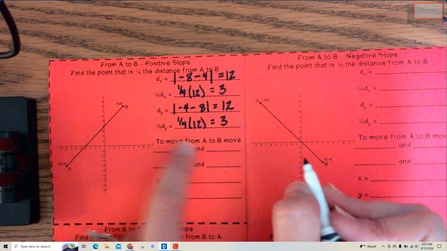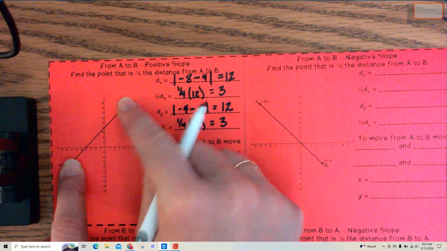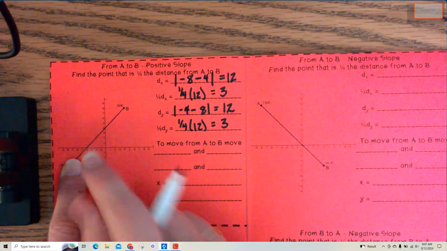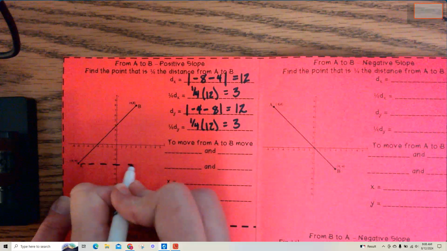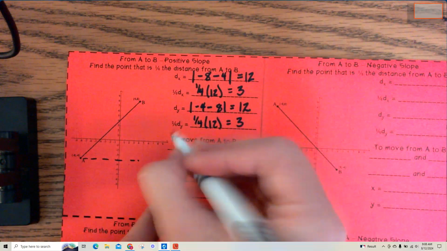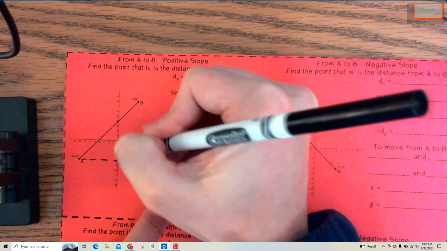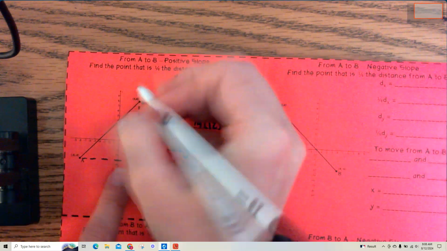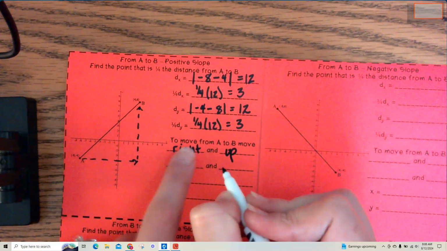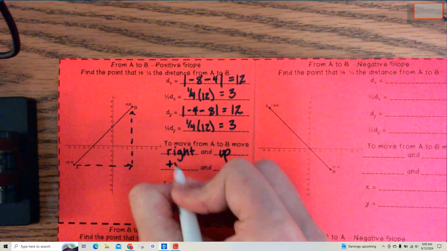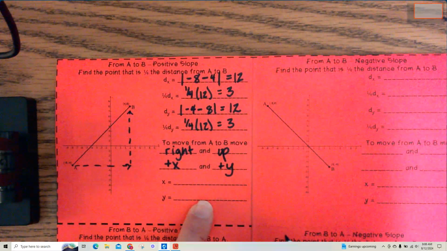Okay, so to move from A to B, remember you always go left and right first, then up or down. So we would go right, and then to get to B, we would go up. So if we're moving right, that's a positive x movement. If we're moving up, that's a positive y movement.